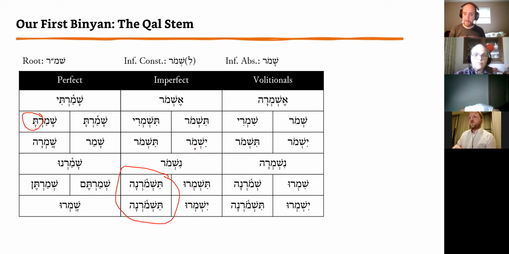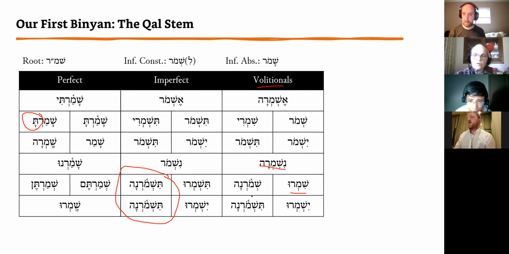Okay, we also went over volitionals. In this case, I took out the second person jussive, which looks exactly like the imperfect, so I just left it out and put instead the imperative, because the imperative is more important. Eshmera, let me keep. Shmor, keep. Shimri, keep for a woman. Yishmor, let him keep. Tishmor, let her keep. These are the volitionals. Okay, Nishmera, let us keep.